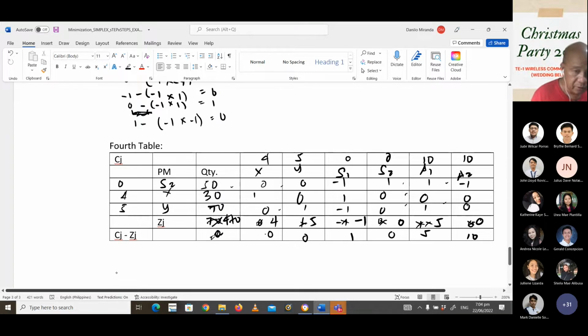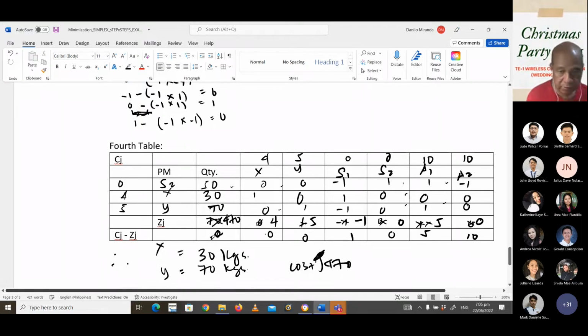So the final solution, we have X is equal to 30 kilos. Then Y is 70 kilos. And then the minimum cost is 470 pesos. Okay.